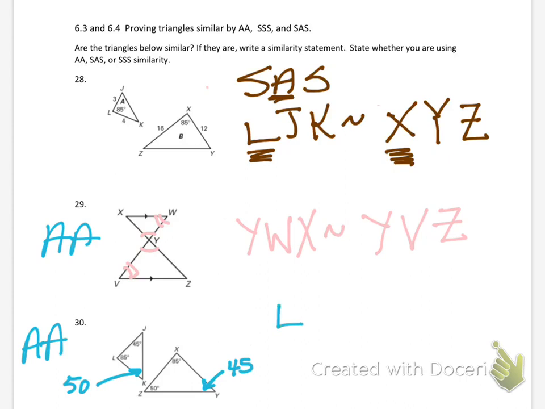So that's L in the small triangle, and it is X in the big triangle. Then let's go to the 45. That is J. The 45 in the big triangle is Y. And then let's go to the remaining angle, which was 50. So that's K. The remaining angle of 50 is Z here. So your similarity statement is that LJK is similar to XYZ. Okay, so we're going to do question 31 on the next page.